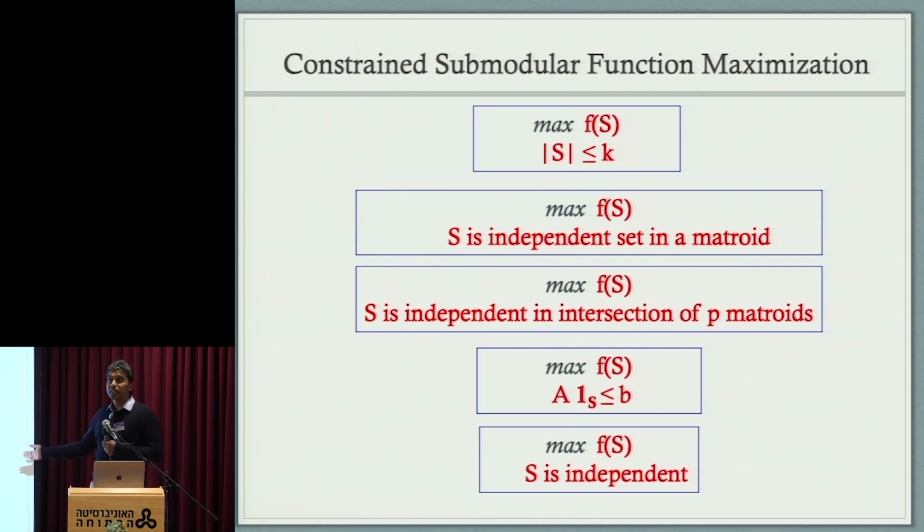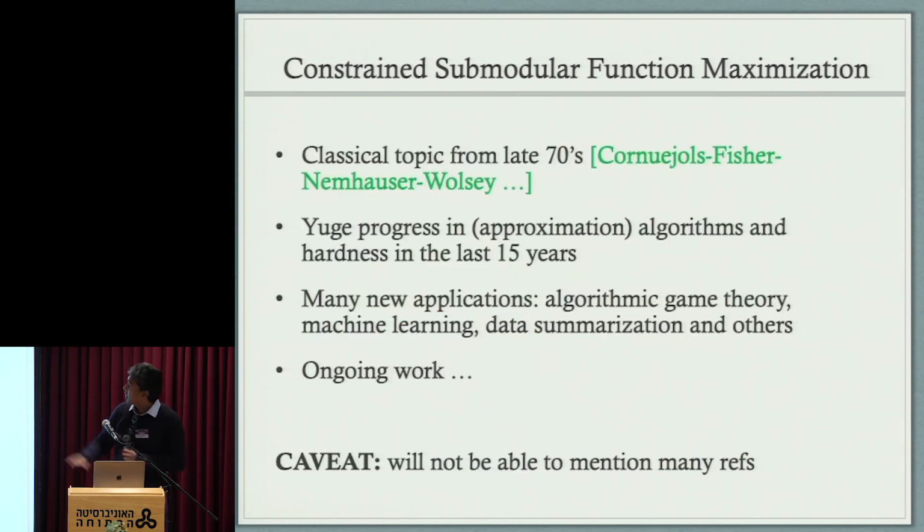And in this talk, I'll be interested in packing constraints, and I'll define them formally later. But in general, we can ask this question: I want to maximize a submodular function, the objective is submodular, and I have some constraint. This is a very classical topic. It was studied in the late 70s by Nemhauser et al. And I think it was forgotten in our community for many years, and rediscovered. It keeps getting rediscovered.